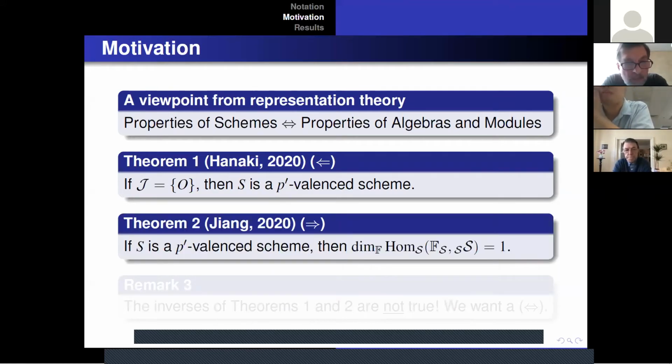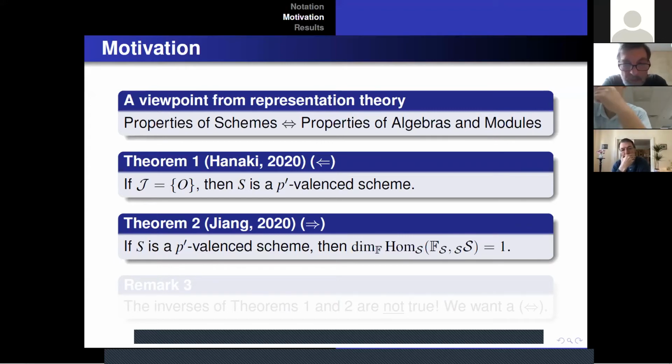Next, consider another result. Here S is a p-prime valenced scheme. Because we have the trivial module and the left regular module, we can consider the S-homomorphisms from the trivial module to the left regular module, and this set can be built as an F-linear space with respect to the addition of maps. So it is an F-linear space, and we consider the F-dimension. If S is a p-prime valenced scheme, then the dimension here is 1.